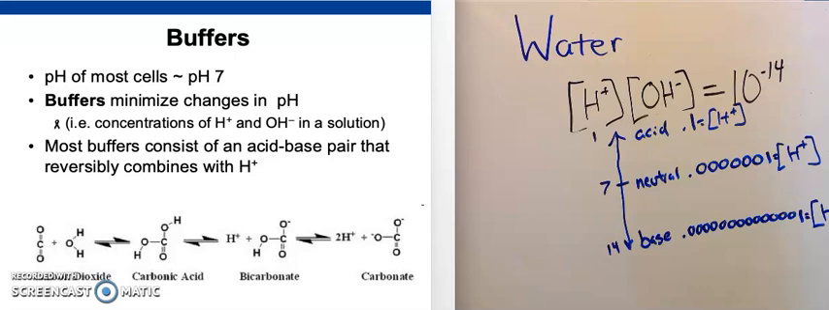And so living systems use buffer systems to either absorb excess hydrogen ions or release hydrogen ions to keep the pH constant for the inside of organisms.